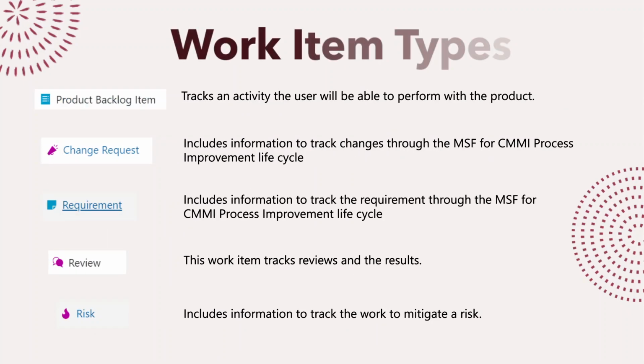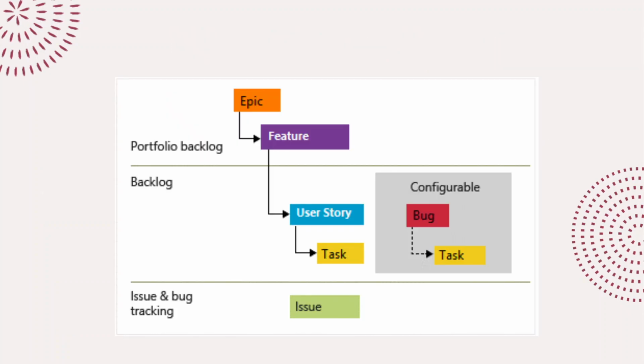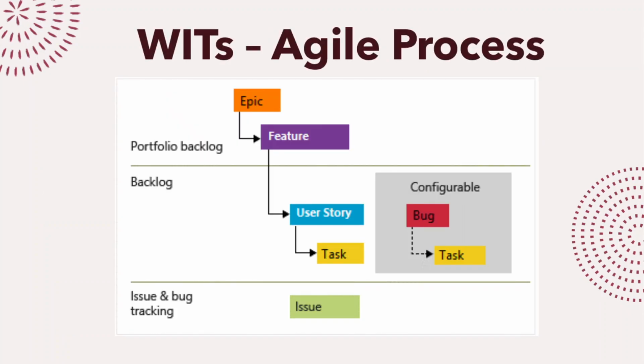Now since we have completed the work item type slides, let's look at the 4 different processes that are commonly used with Azure DevOps. As I said, first we have Agile, next we have basic process, next we have Scrum process, and next we have CMMI process. First one is Agile process.